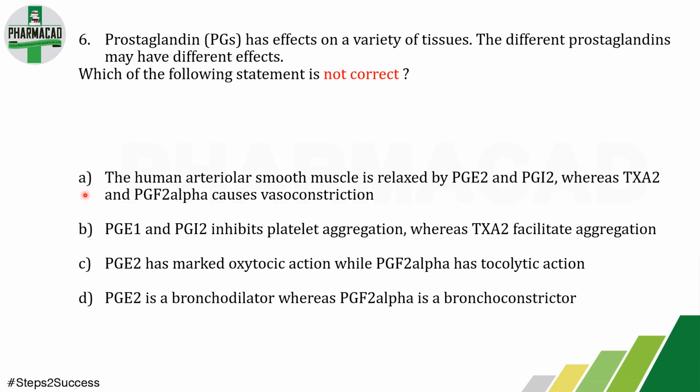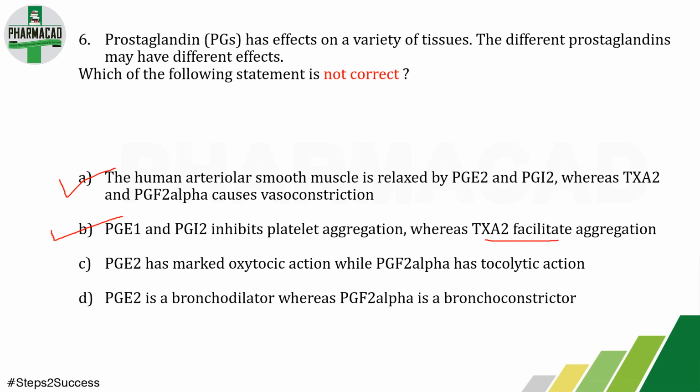Option A says that the human arteriolar smooth muscle is relaxed by PGE2 and PGI2, whereas thromboxane A2 and PGF2 alpha cause vasoconstriction. So, this statement is true. Next, PGE1 and PGI2 inhibit platelet aggregation, whereas thromboxanes facilitate aggregation. So this is also a true statement because thromboxanes do facilitate aggregation.